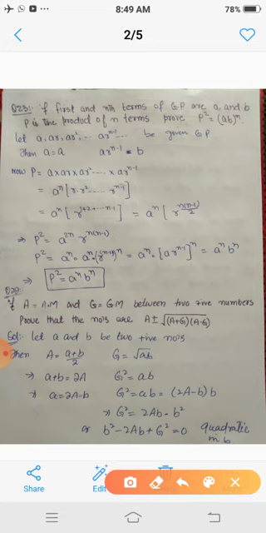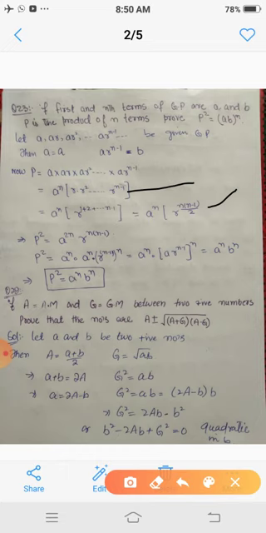Now P is the product of the first n terms, that is a into ar into ar square up to ar^(n-1). Here we have a raised to power n, and we have r, r square up to r^(n-1). When we multiply these r's, we simply get r raised to power 1 plus 2 plus so on to n minus 1. We know that the sum of first n terms is n into n plus 1 by 2, which implies that the sum of the first n minus 1 terms is n into n minus 1 upon 2.